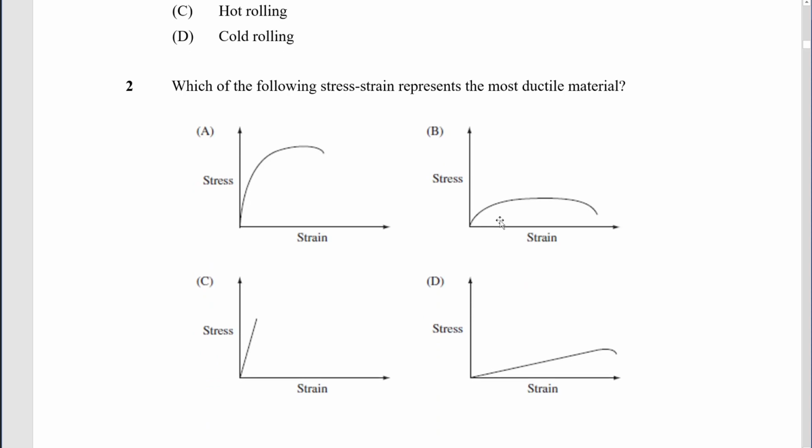Okay, which of the following stress-strain graphs, this probably should have the word there, represents the most ductile material? Ductility is measured as a function of strain. So the one that has the most strain is going to be the most ductile. That makes D the most ductile.